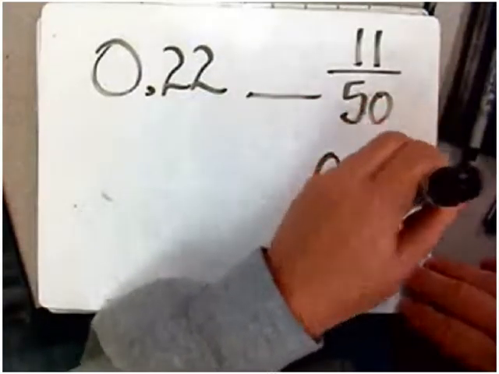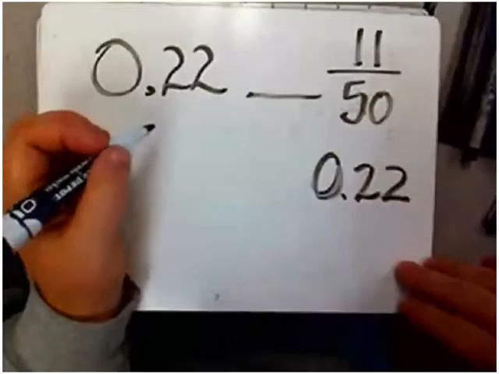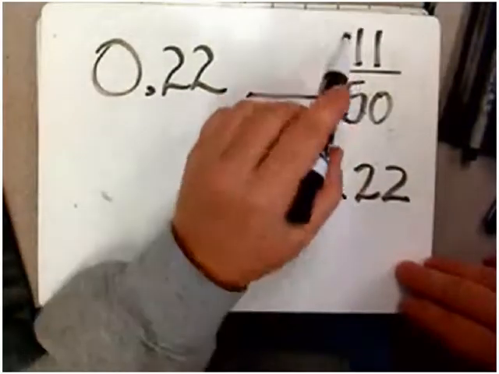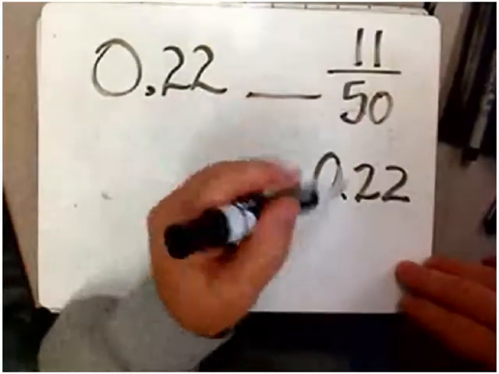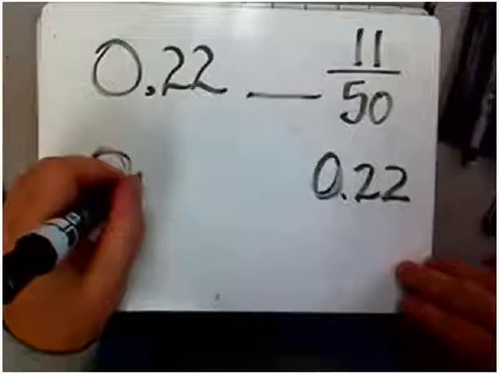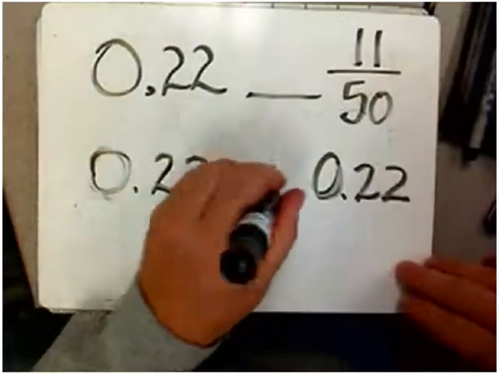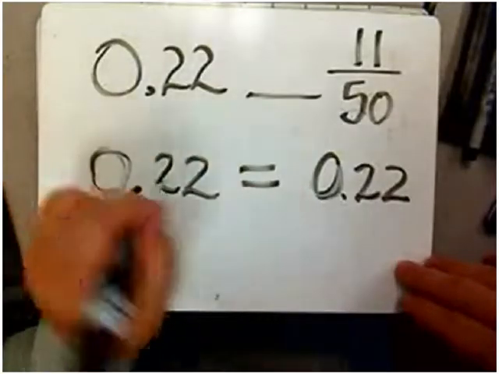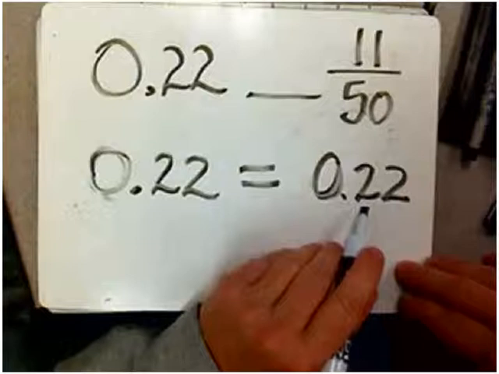0.22. They're equal. They are equal. Yeah. 11/50. 11 divided by 50 is 0.22. So now we just put our equal indicator in between the two. So 0.22 or 22/100 is the same as 22/100, isn't it?